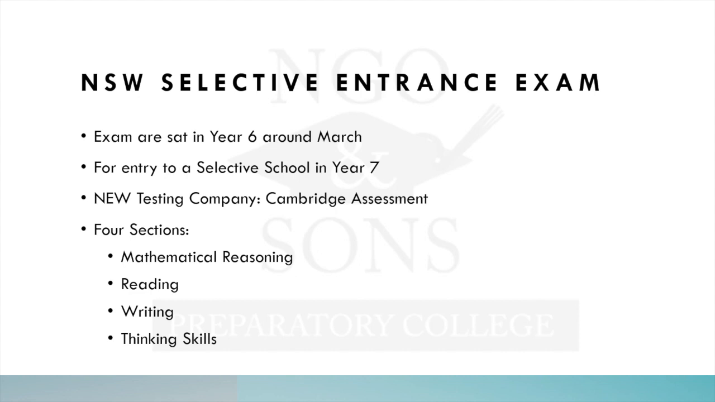The test will consist of 4 sections: mathematical reasoning, reading, writing, and thinking skills, previously known as general ability. In this video, we will be taking a closer look at the thinking skills component. This section consists of 40 questions to be answered in 40 minutes.